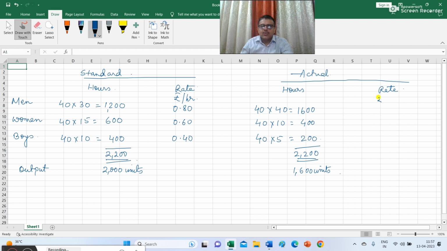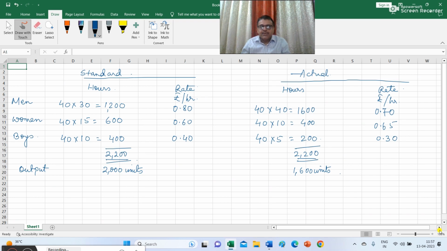Now, what is the actual rate per hour? Actual rate per hour of men is 70 paise, of women is 65 paise, and for boys it is 30 paise. So I have presented the data which is given in the question in the following table. Now I have to calculate the different parameters which are used for calculating the labor cost variances.